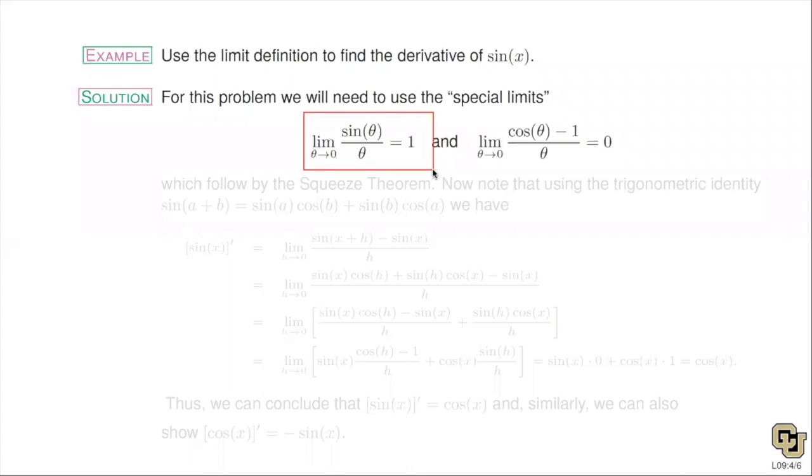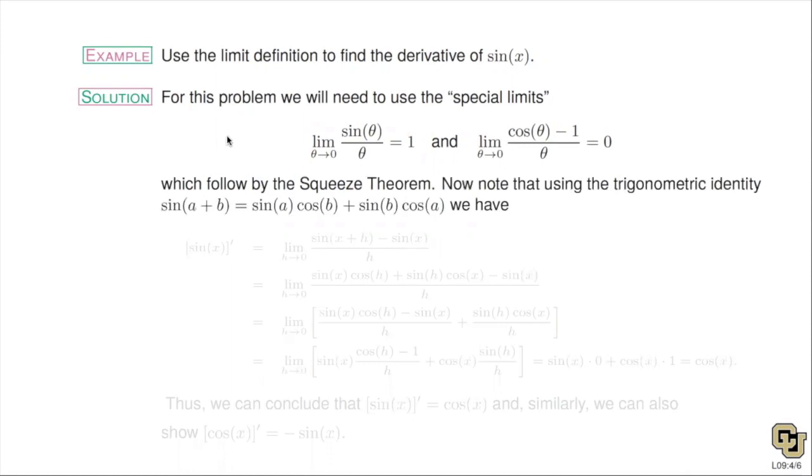So the limit of sine of theta over theta as theta goes to 0 is equal to 1, which we proved previously using the squeeze theorem. And this is another special limit that can be proved using the sine of theta over theta equal to 1 result and trig identities. It's actually done as an example in the book. But anyway, these results come from the squeeze theorem, and now we're going to use them to find the derivative.